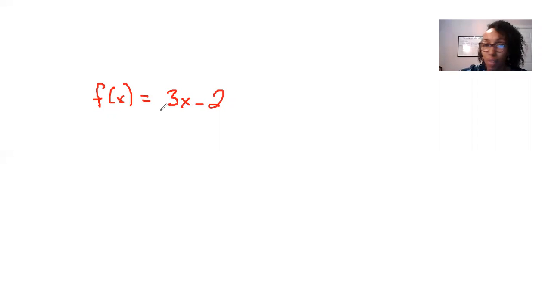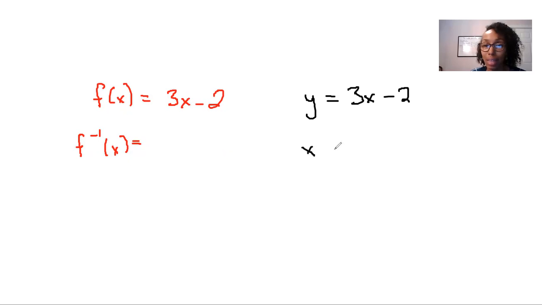Now they want the inverse. Inverse is kind of what it sounds like. Not so much flipping it over, but what they want us to do is to switch or replace your x and your y value. We know that f of x means y, so this is the same as saying y equals 3x minus 2. Now we replace the x and y value to get the inverse, so it will look like x equals 3y minus 2.